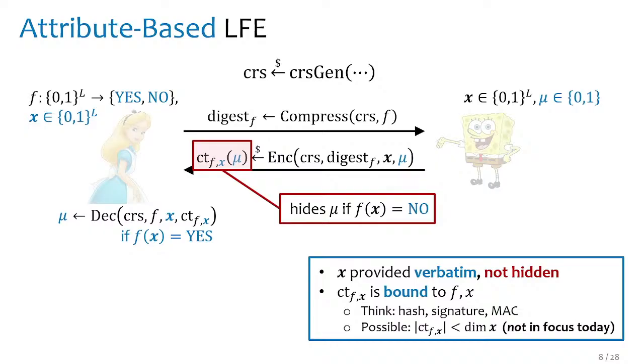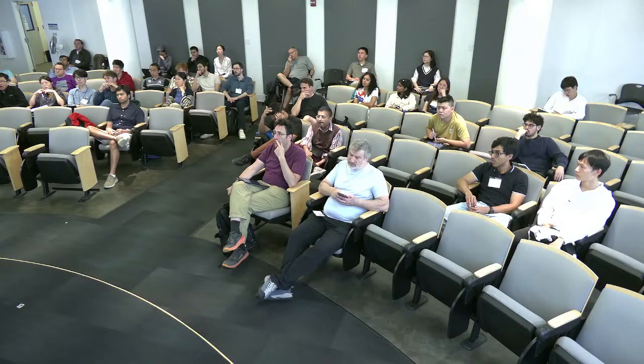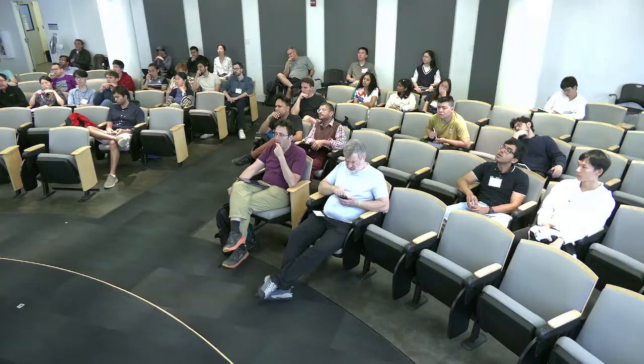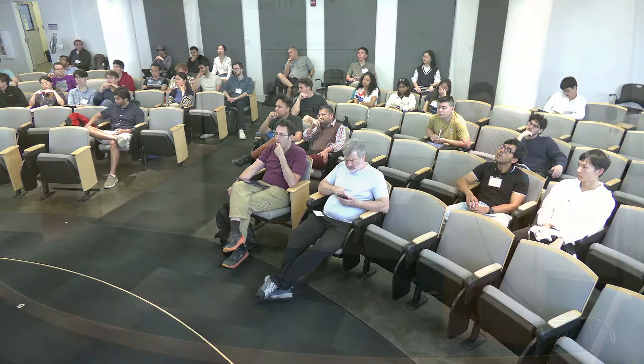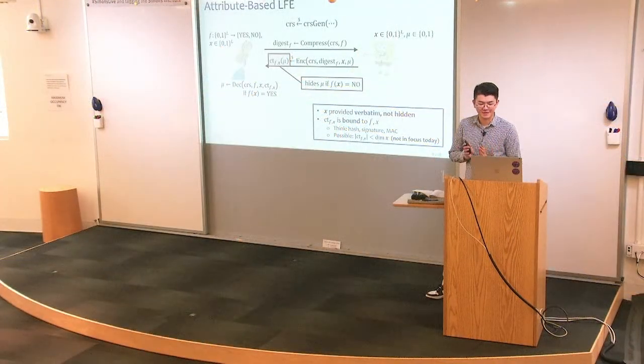Yes? Sorry, Bob is encrypting the message with the attribute vector of Alice. No, the reason that Alice has x is that we don't want to count x in our communication. Therefore, we just give it to Alice for free. You should think of Bob as choosing x and conveying it to Alice separately. And we just want to count the overhead of crypto.